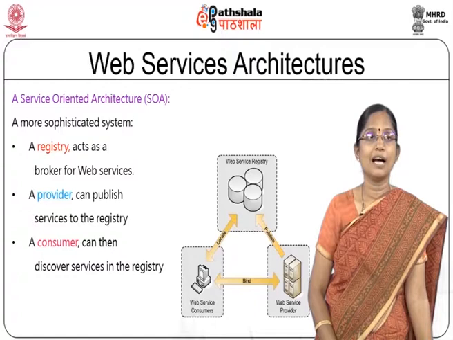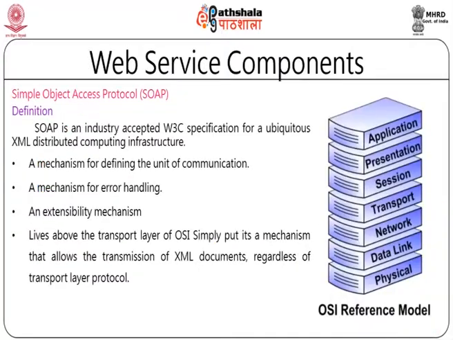So this is what the architecture, what we are seeing. Okay. Now let us look through the web service components. Already I have told you that apart from the XML, there are 3 web services components. One is SOAP, the second one is called WSDL, and the third one is UDDI. First, let us look through the SOAP.